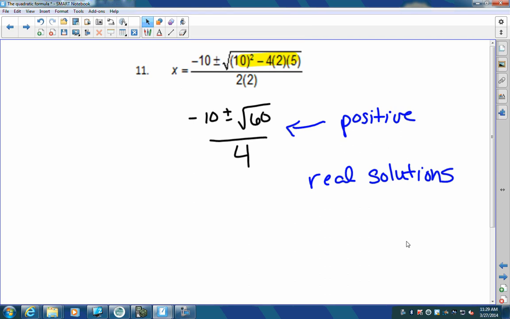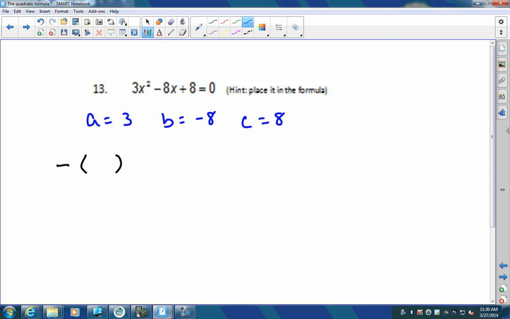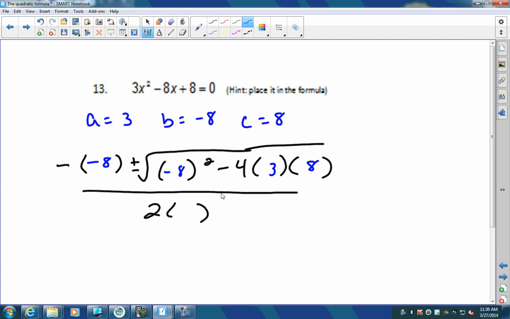Let's try number 13. Let's see if we can find one that doesn't give us real solutions. I'll explain why. Number 13, we need to set it up into the equation. A is 3, b is negative 8, c is positive 8. So I have the opposite of b, so negative 8, plus or minus the square root of b squared, negative 8 squared, minus 4 times a, which is 3, times 8, all over 2 times a. Now, to find out if we have real solutions or not, put the discriminant in the calculator, what I have highlighted.